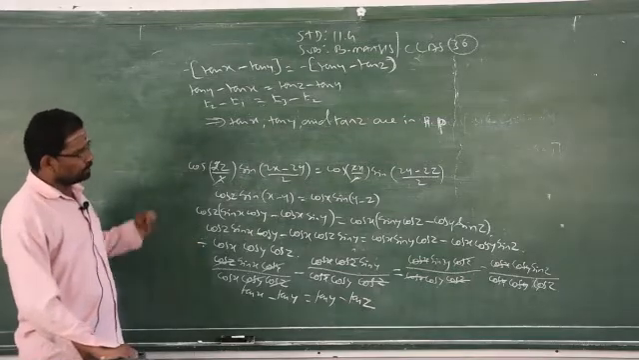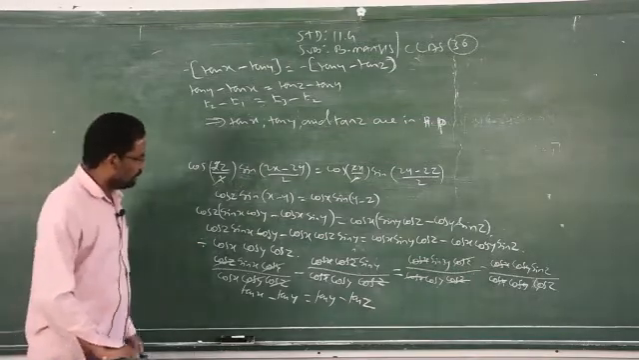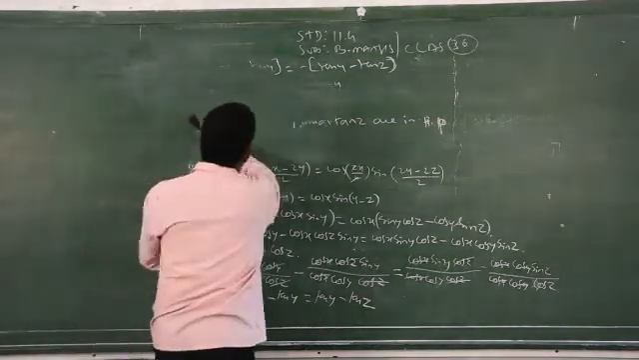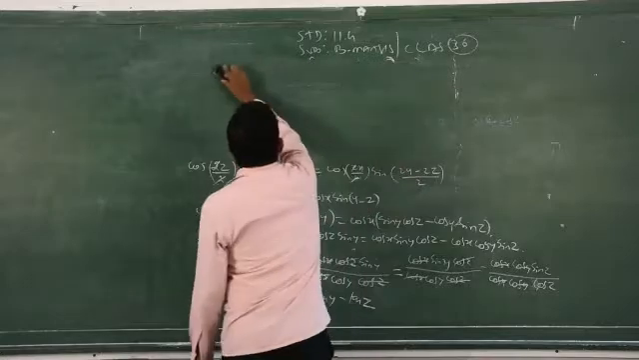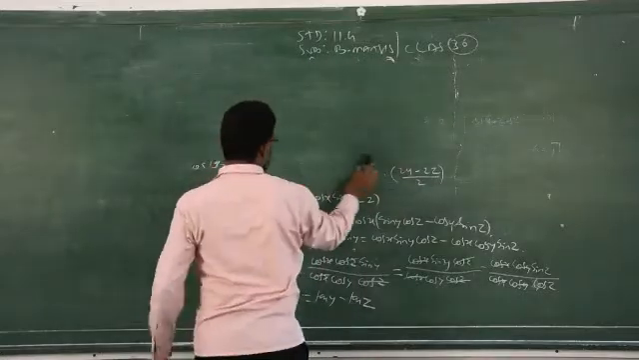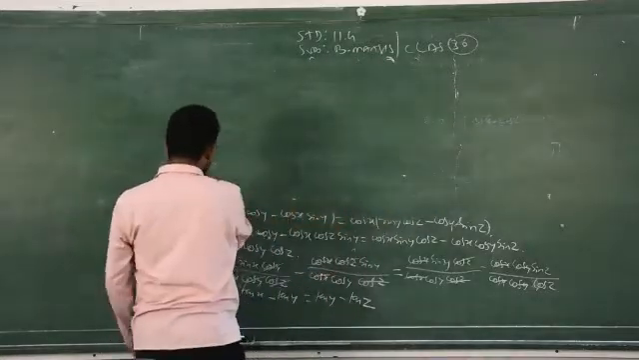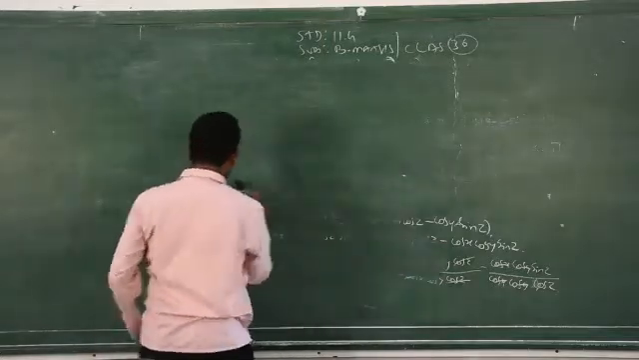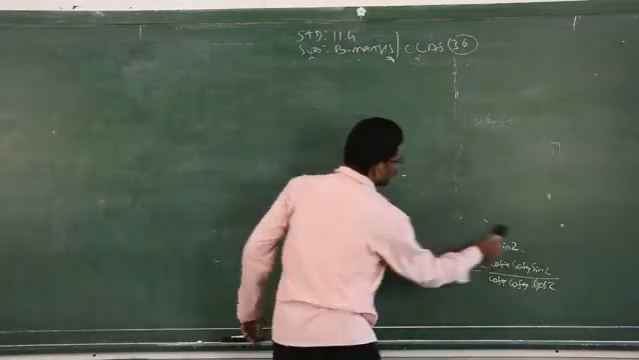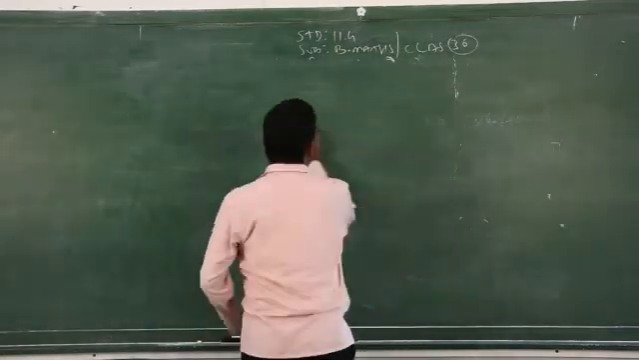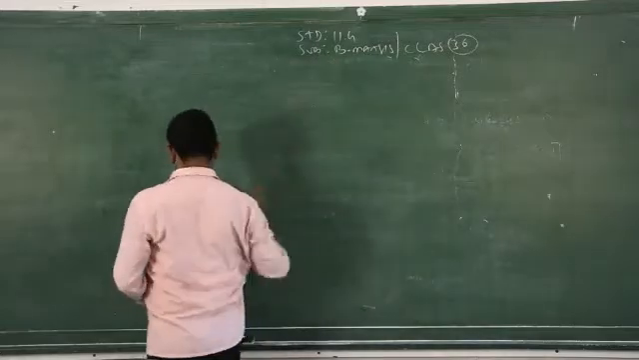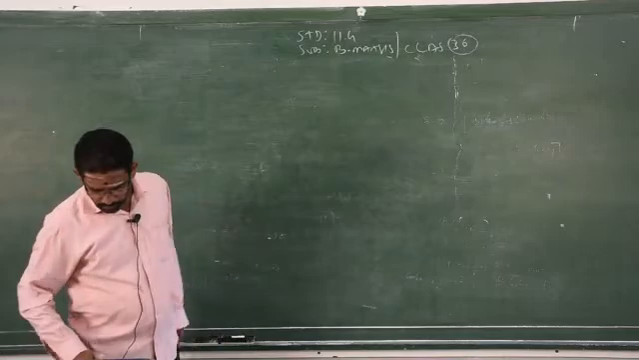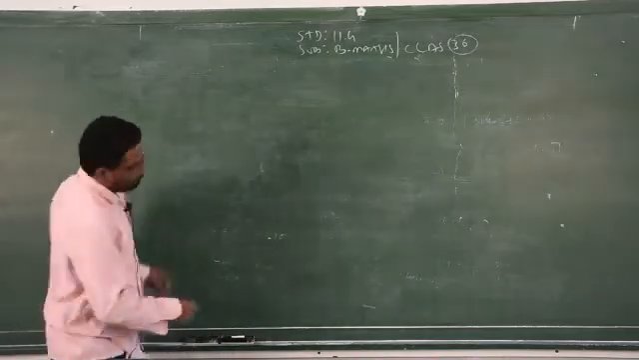The only thing you have to memorize is the formula that I told you already: cos C plus cos D, sin C plus sin D, and cos C minus cos D, sin C minus sin D. So you have to memorize those formulas. That is very, very important. If you don't know the formula, then it will be very difficult for you to proceed with this problem.